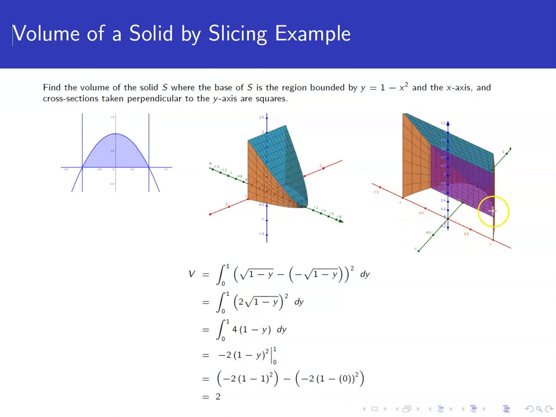Here's that parabola 1 minus x squared. You see it really well down here in this picture. And we have squares here. Now our scale makes it look a little bit like it's a rectangle, but in this case, we really do have a square.